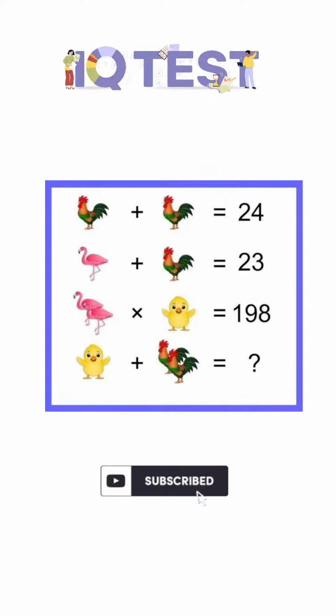So let's do it again. You are saying the hen, you have 12. Okay. Then the flamingo is supposed to be 11. Okay, you now agree. Okay, very good. So what do you have for the chick? What do you have for the chick now?